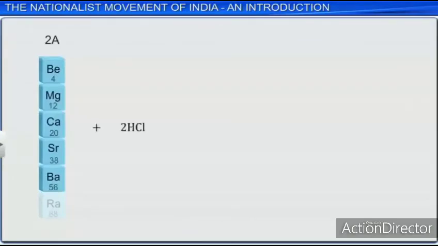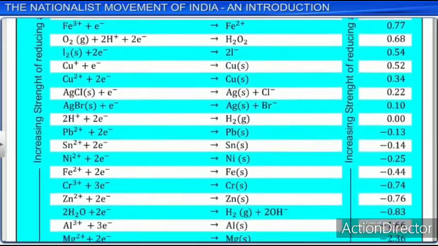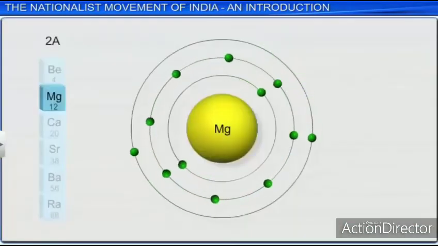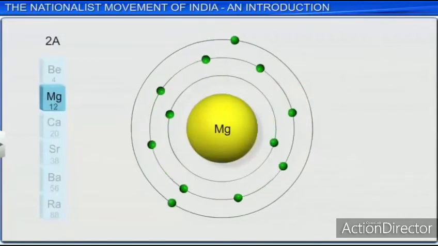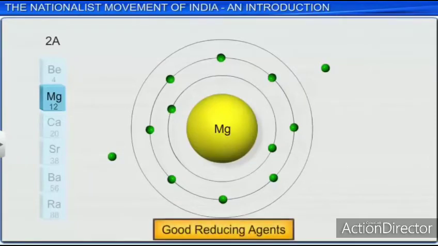The group 2 metals react with acids in a single replacement reaction, releasing hydrogen gas as a product. As a family, the alkaline earth metals have large negative reduction potentials. This feature reflects the strong tendency of the metals to lose electrons, otherwise known as oxidation. Since oxidation cannot occur without reduction, they can be considered good reducing agents.